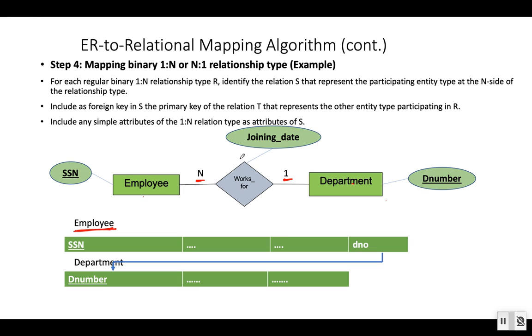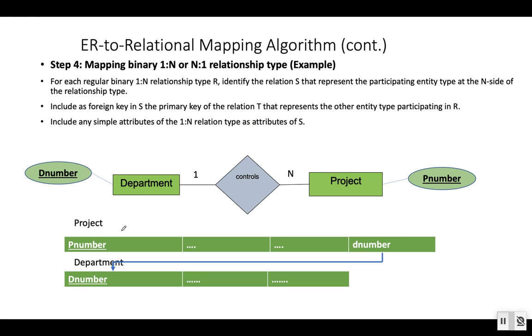Now, works for has a special attribute, joining date, that identifies when the employee joined the department. So if the relationship has an attribute joining date, we are going to add this attribute here in the same relation.